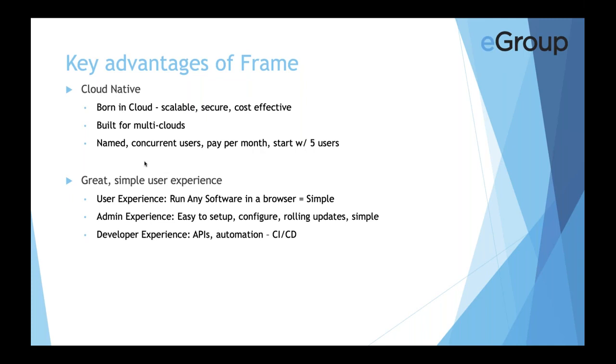Starts with just 5 users, right? So I can go to frame.com today, sign up with a credit card, get 5 users. This afternoon, I've got desktops provisioned wherever I need them to be provisioned, and off we go. Pay per month, named or concurrent users, simple approach. No additional licensing, right? You log right in. If I need 6 users, I just toggle up and I go from 5 to 6, and I pay that incremental monthly fee for that. It's a great, simple user experience.